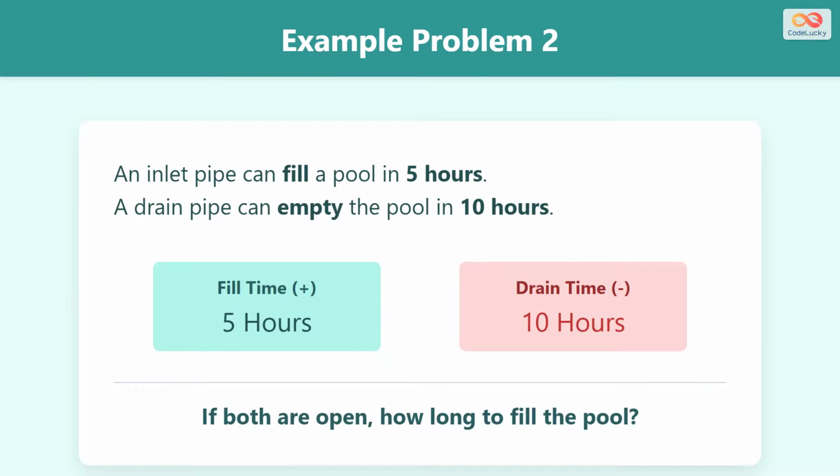Here is an example of opposing work. An inlet pipe can fill a pool in 5 hours. A drain pipe can empty it in 10 hours. We want to know how long it takes to fill the pool if both pipes are left open by mistake.